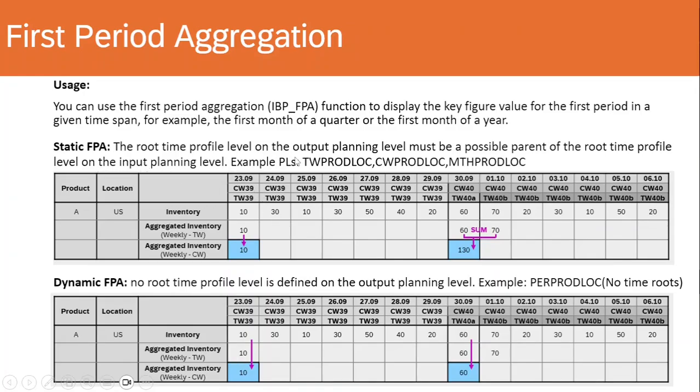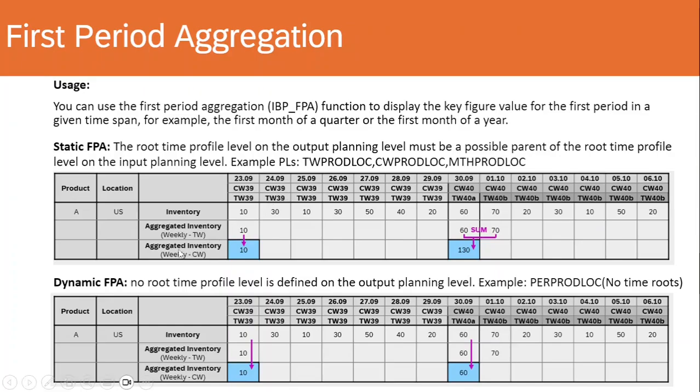Okay, the root time profile level on the output planning level, right? Let's say a technical week is our output planning level. So what would happen? The root time profile level, which is a technical week, is actually a parent of the root time profile level of the input planning level. It means that the time profile level root attribute is actually above the lowest level, which is a day. I'll show you in the system how the planning level would be configured, how the static first period aggregation would be configured.